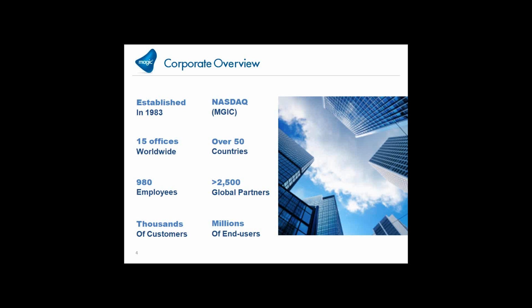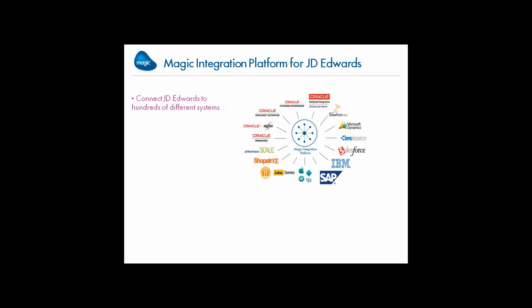We were established back in 1983, and we are now traded on the NASDAQ Stock Exchange under the ticker symbol MGIC. Magic Software has 15 offices worldwide. We have customers in more than 50 countries. We have about 1,000 employees and 2,500 business partners around the world, with thousands of customers and millions of end users that are using the applications that we offer.